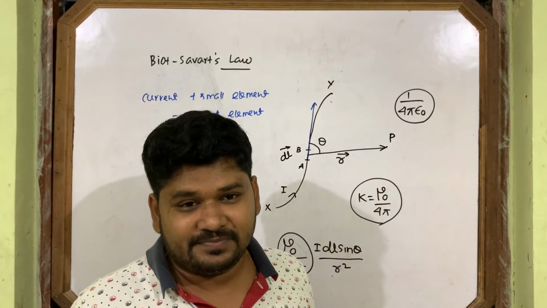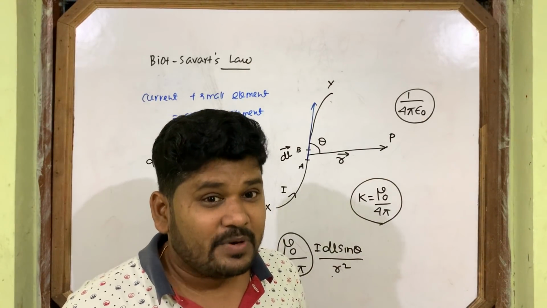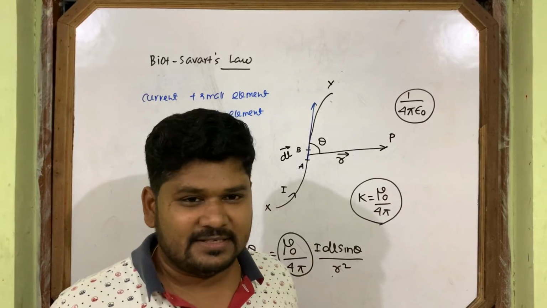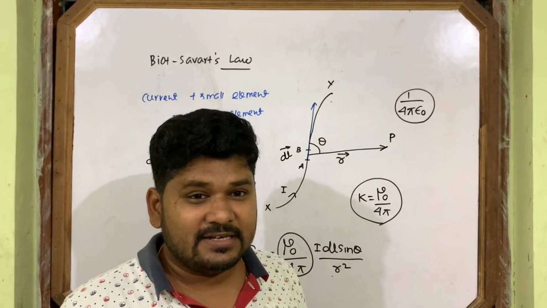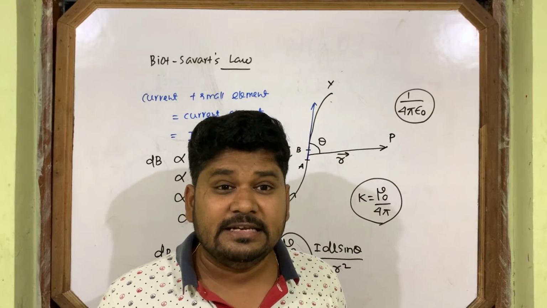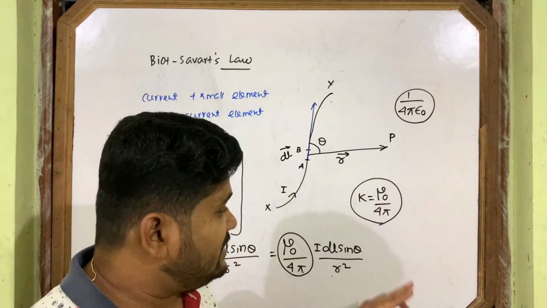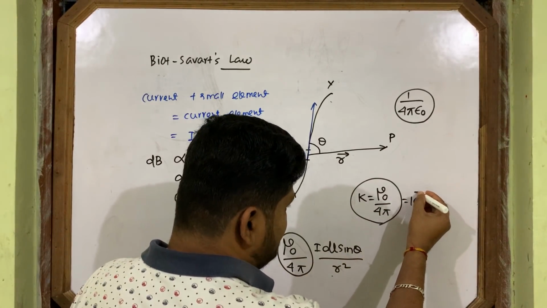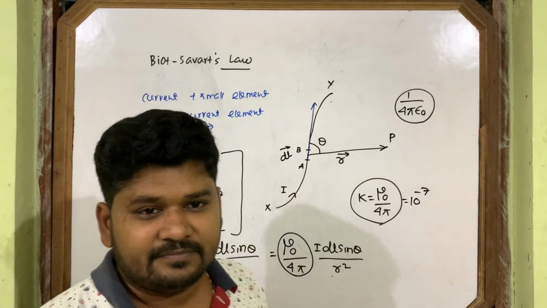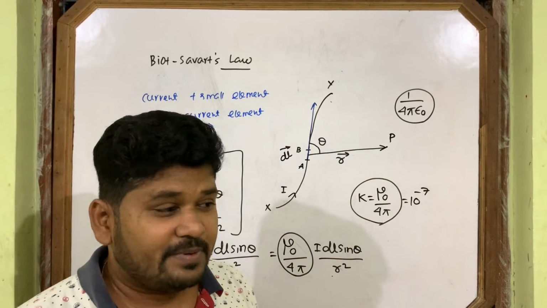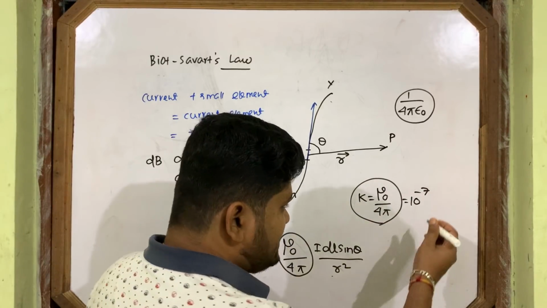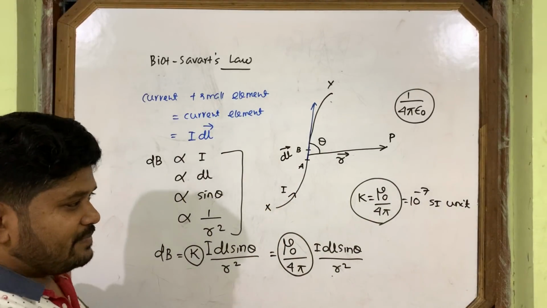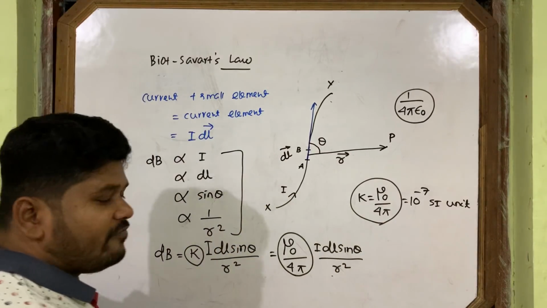What is epsilon naught? Electric permittivity of free space, vacuum. And similarly, mu naught is the magnetic permeability of free space. Experimentally, this value is 10 to the power minus 7. Its experimental value is 10 to the power minus 7 in SI unit. This is the value of mu naught by 4 pi.